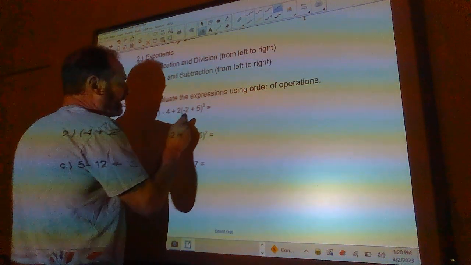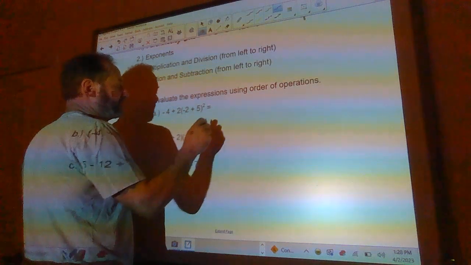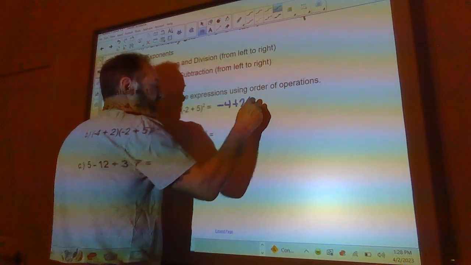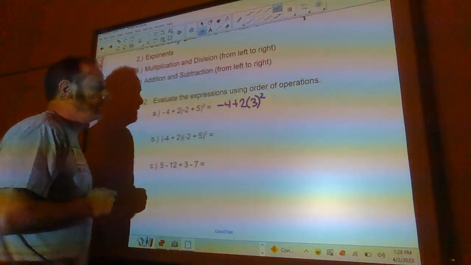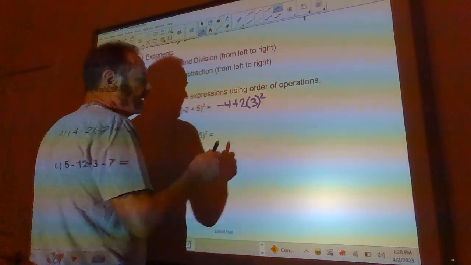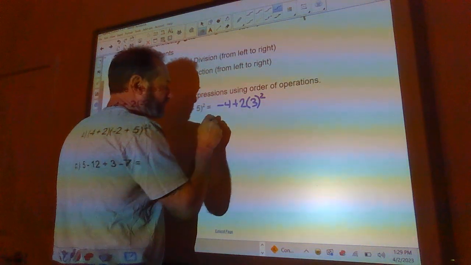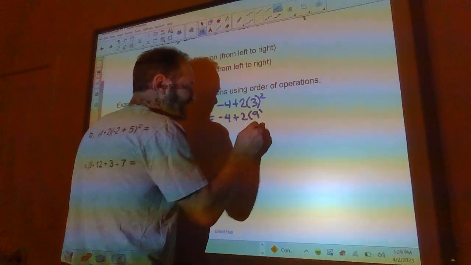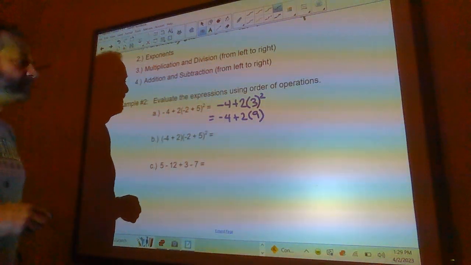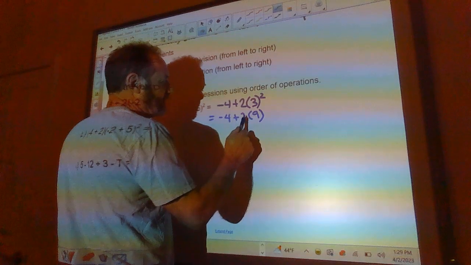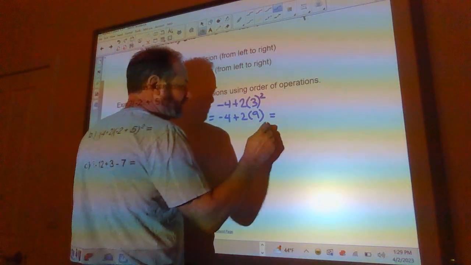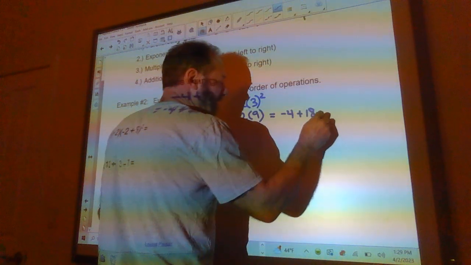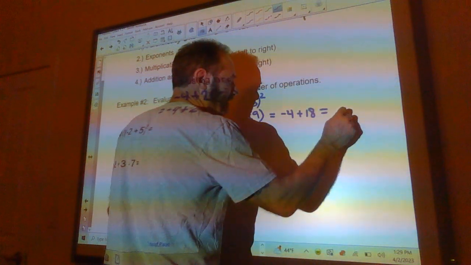Okay, so in this first one right here, I got some parentheses, so I'm going to do the stuff in there first. So this is going to be negative 4 plus 2 times 3 squared. Okay, next I've got powers, so that's going to be negative 4 plus 2 times 9, because 3 squared is 9. Now I've got multiplication, so that's going to be negative 4 plus 2 times 9 is 18. And now I can add, and that's going to be 14.